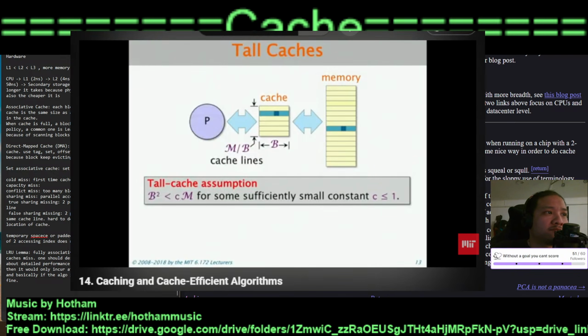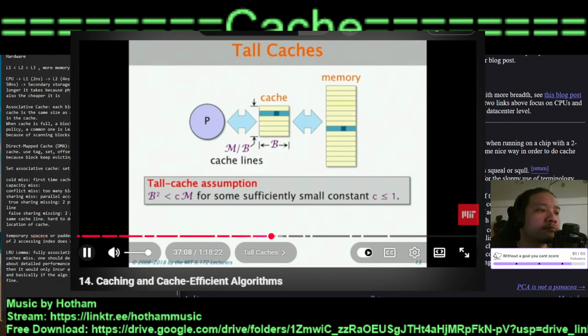Okay, so another assumption that we're going to need is called the tall cache assumption. And the tall cache assumption basically says that the cache is taller than it is wide. So it says that B squared is less than cM for some sufficiently small constant c less than or equal to 1. So in other words, it says that the number of cache lines M over B you have is going to be bigger than B.